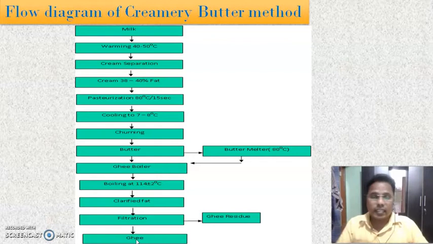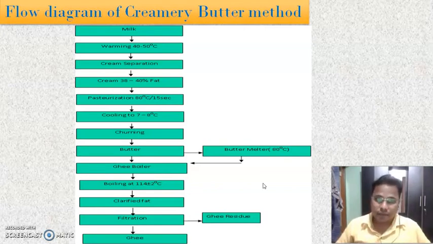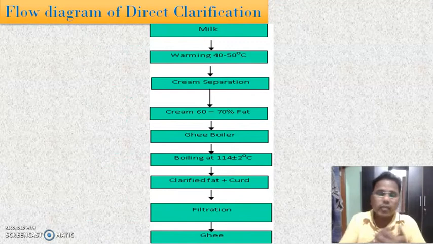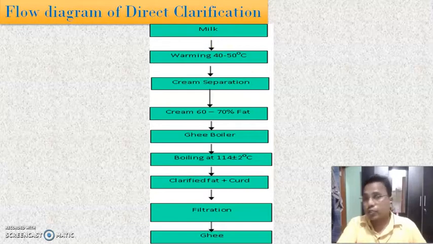Now let's see the second method, which totally depends on the creamery butter method, and therefore once again we have reviewed this creamery butter method, because it will become very easy to understand the next method, that is the direct clarification method. So here the points are given as the milk, the quality of the milk, which milk should be taken for the preparation of the milk product.